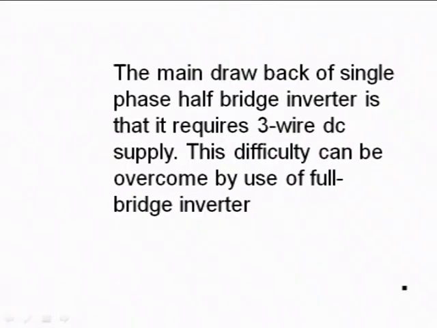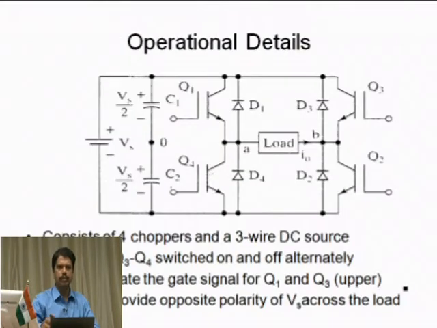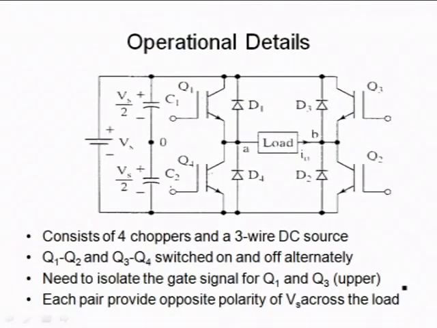See, the main drawback of the single phase half bridge inverter is that it requires a 3-wire DC supply. This difficulty can be overcome by use of a full bridge inverter. Let us see the full bridge inverter. The full bridge inverter you are seeing on the screen consists of 4 transistors, 4 BJTs or 4 IGBTs, whatever switches you use. Here the voltage source is Vs. Here we are using 4 feedback diodes D1, D2, D3, D4. These feedback diodes come into the picture only when the load is inductive.